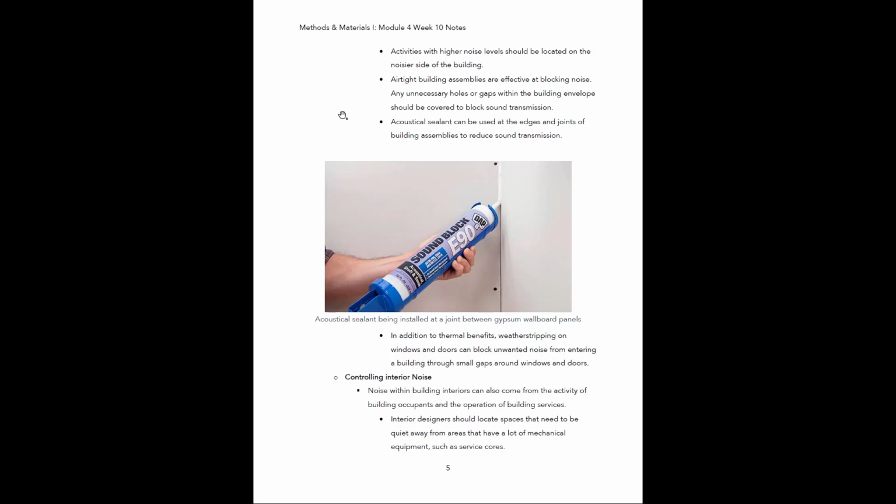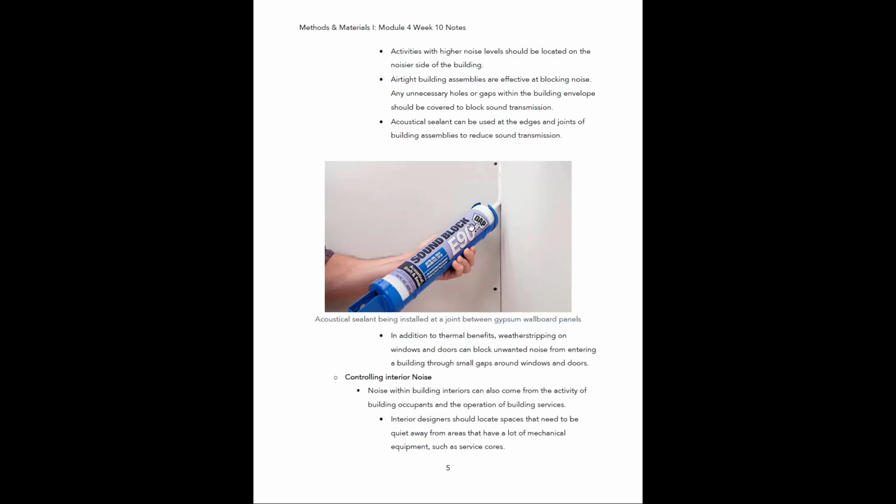Airtight building assemblies are effective at blocking noise. Any unnecessary holes or gaps within the building envelope should be covered to block sound transmission. All right, so going with that, one way that we can make our building construction assemblies more airtight and less likely to transmit sound is by using acoustical sealant. This is a special caulk that can be used at the edges and joints of building assemblies to reduce sound transmission. Here you can see a little example of somebody installing it.